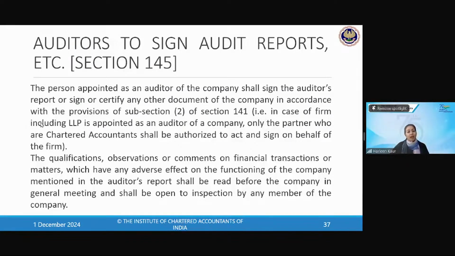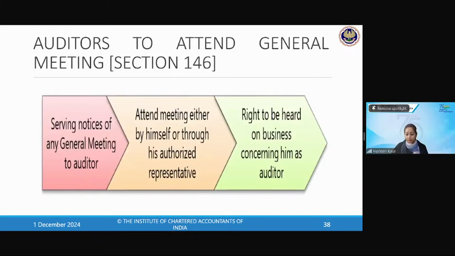Okay, so what we have to remember is how to sign the audit report. Number one, it has to be certified by the persons mentioned under 141 subsection 2, which means only the chartered accountants in practice are going to sign it. Number two, any qualification observations you find which have an adverse effect on the functioning of the business have to be read out in the general meeting and shall be kept open for inspection. Keep marking down all these points. The summary is there in the notes. You can refer to it also.